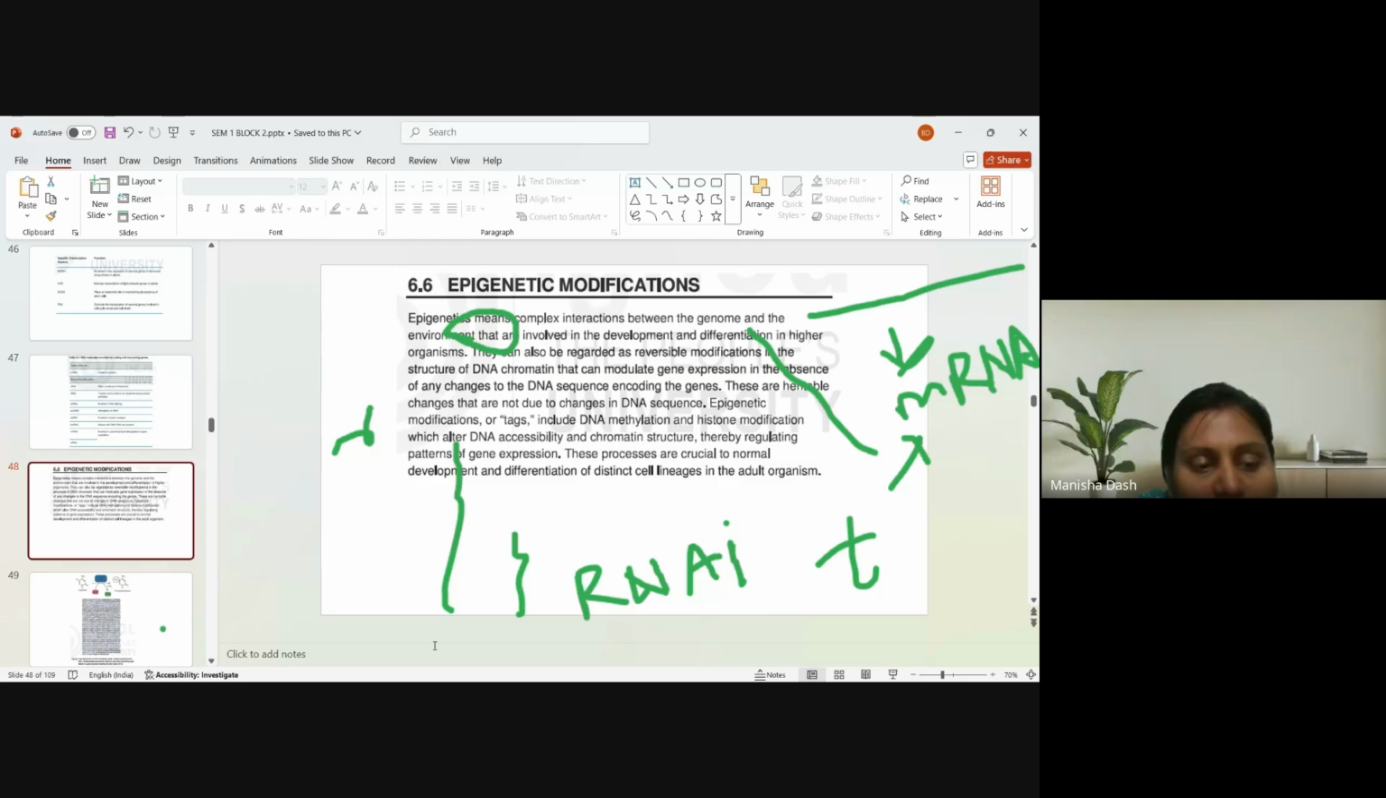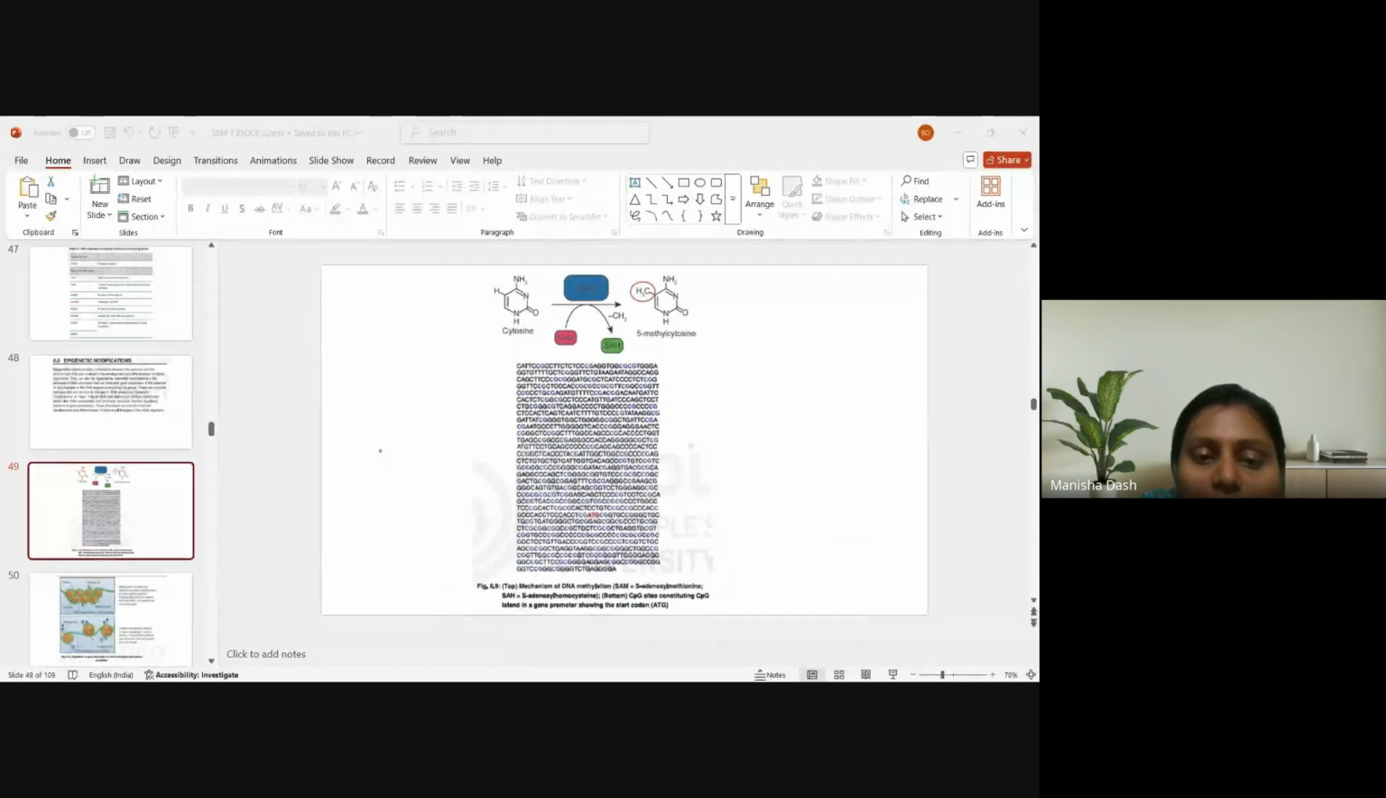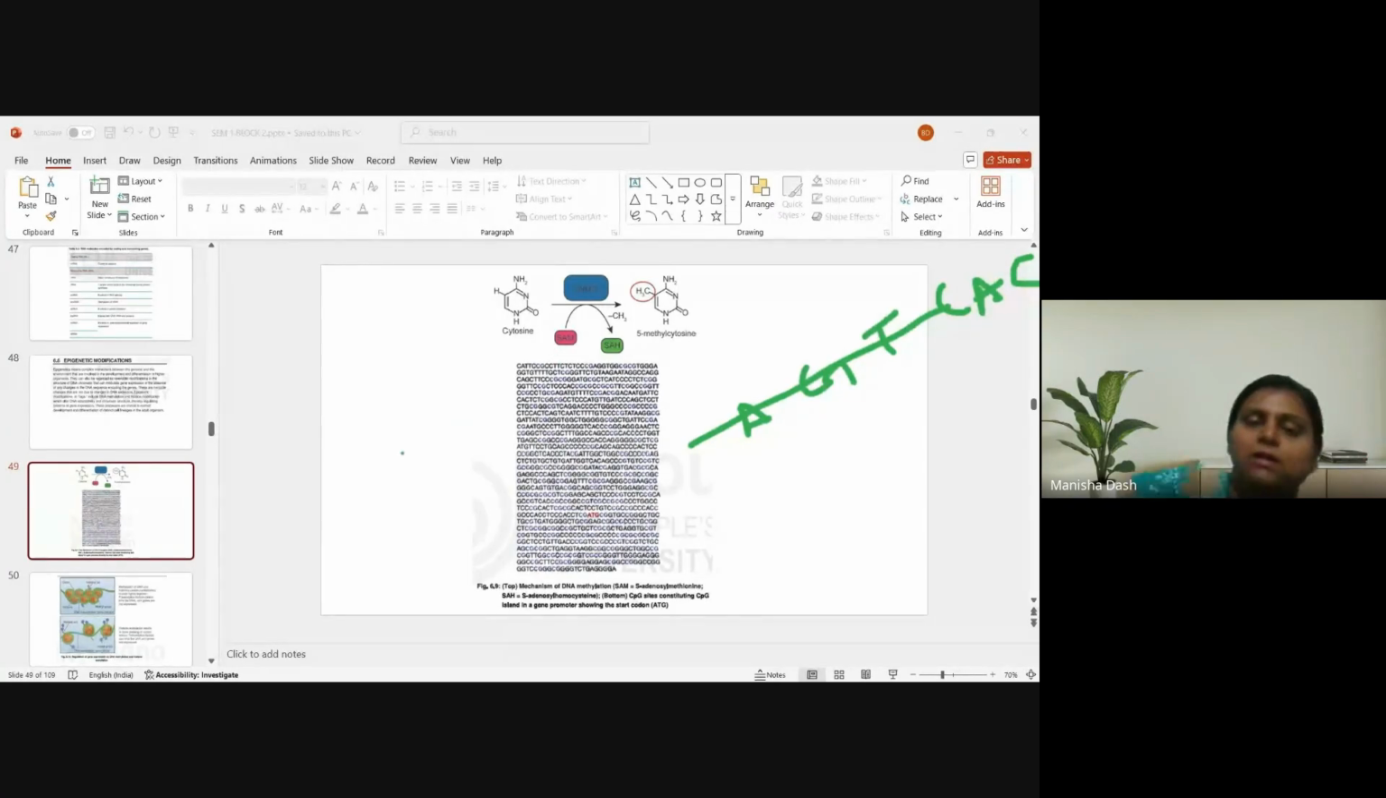Then come the epigenetic modifications. I think someone was asking about epigenetics yesterday. We know that there are DNA sequences, that is, the base pair sequence A, G, T, C, A, C, like this. Up to this it is genetics, because this represents the genetic code. Now anything that occurs above the genetic level is called epigenetic.